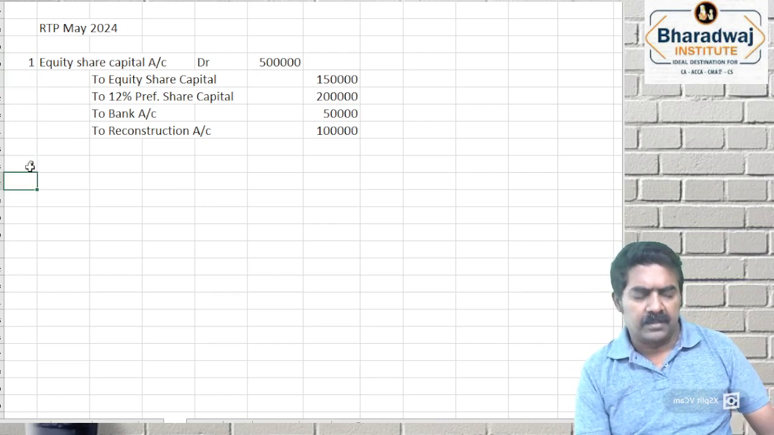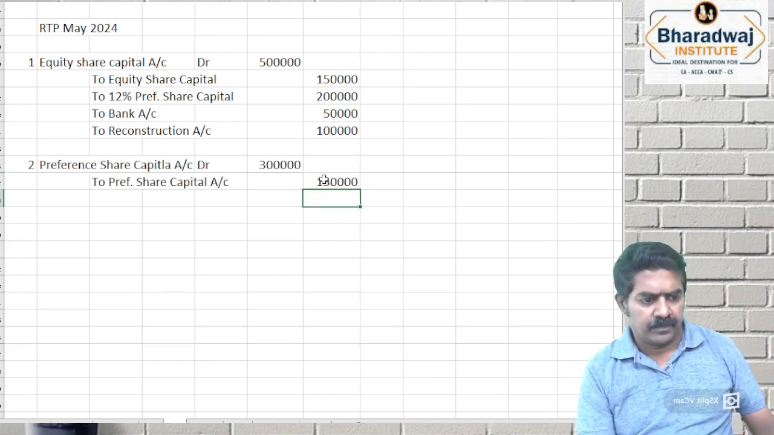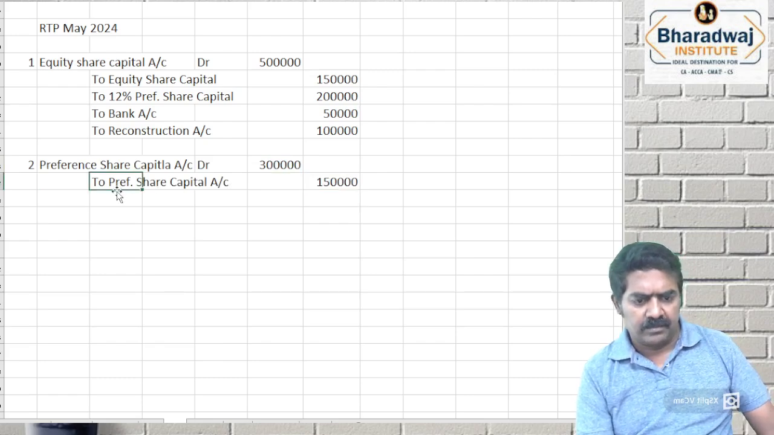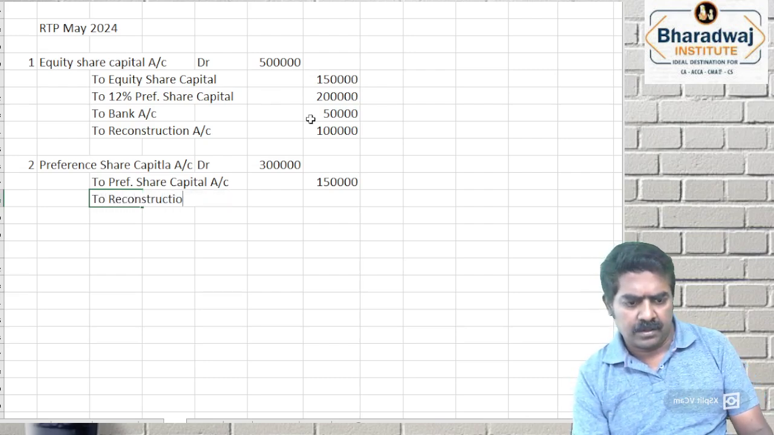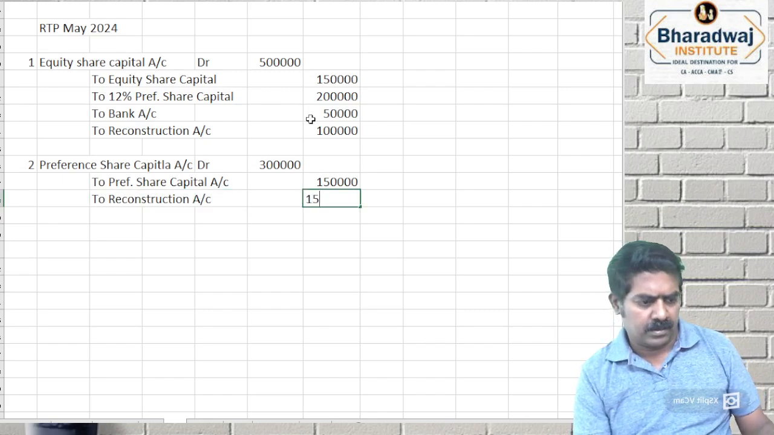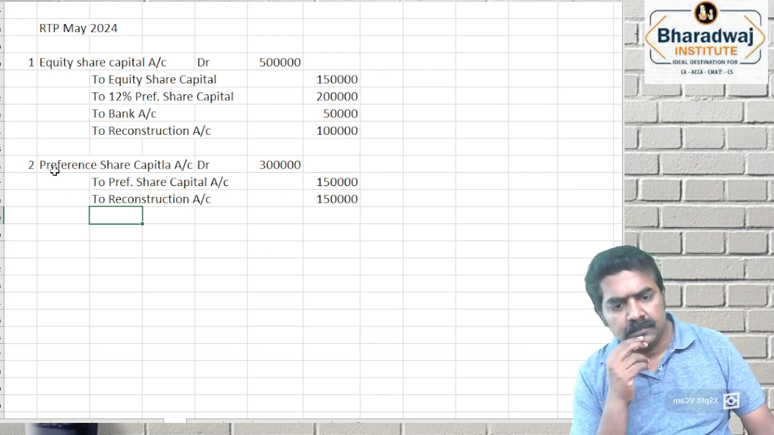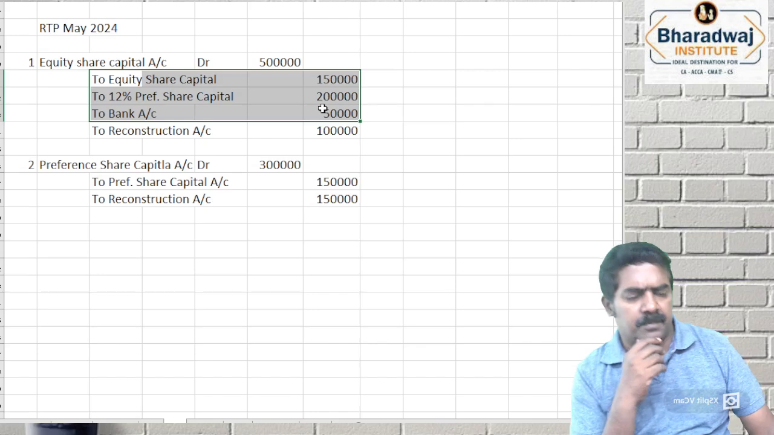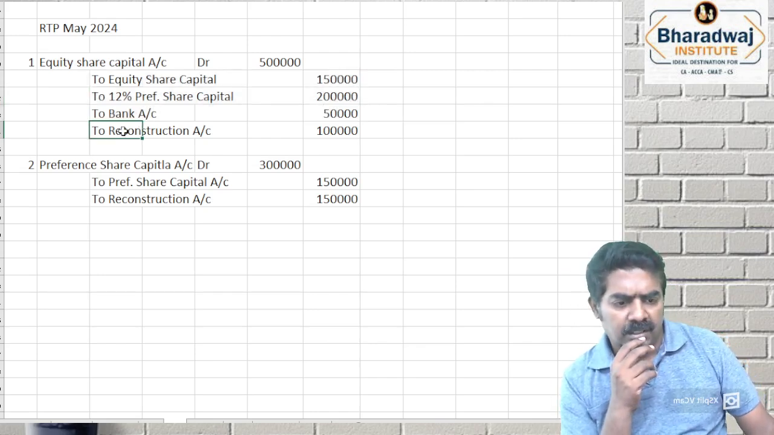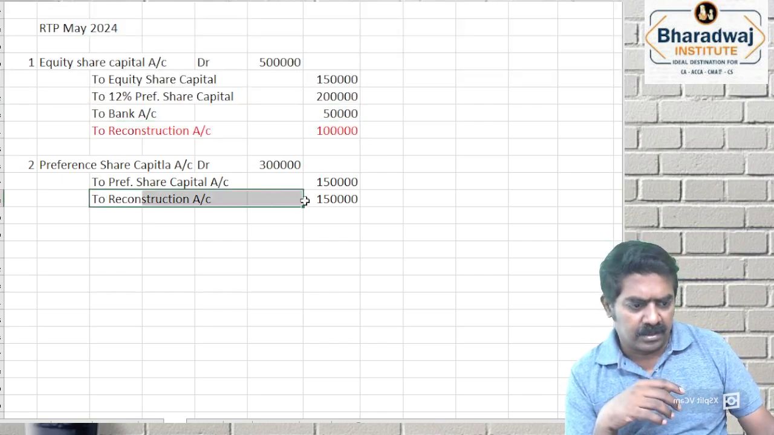See what they have given for the second. 3 lakhs we are exchanging, 1,50,000 to reconstruction. Equity share capital is exchanged with new equity shares and preference shares. Balance goes to which account? Bank account, of course, bank is paid, then the balance goes to reconstruction account. Here, the remaining 50% goes to reconstruction.